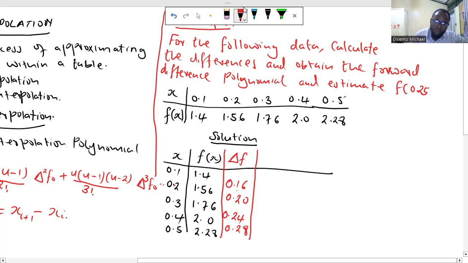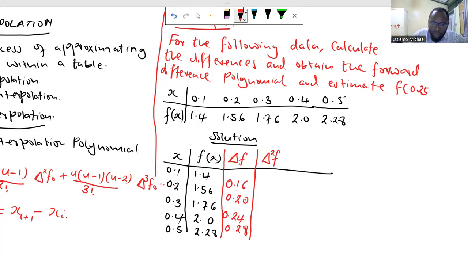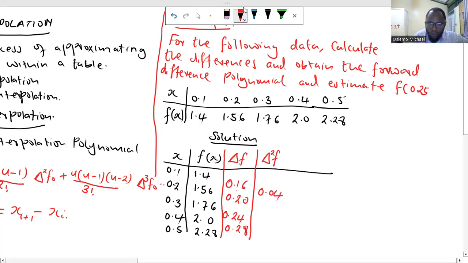Since it's supposed to be a finite difference table, we need to go to the second forward finite difference. In this case, you take 0.20 minus 0.16 to obtain 0.04 here. Also 0.24 minus 0.20 gives 0.04, and 0.28 minus 0.24 also gives 0.04.